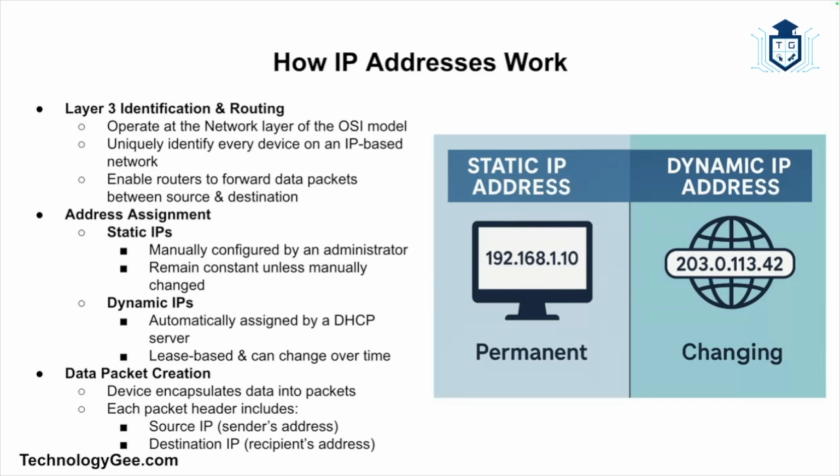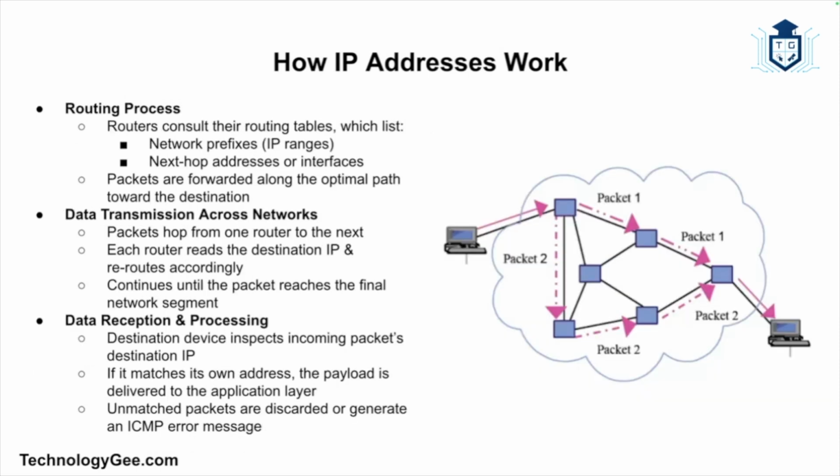And then we have what is called data packet creation. When a device wants to send data over a network, it creates data packets that include the source and destination IP addresses. The source IP address identifies the sender, while the destination IP address identifies the recipient. And then we have the routing process. Routers use IP addresses to determine the best path for forwarding data packets from the source to the destination.